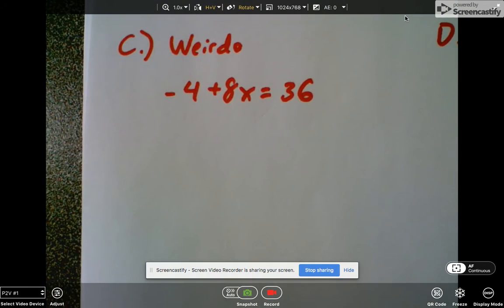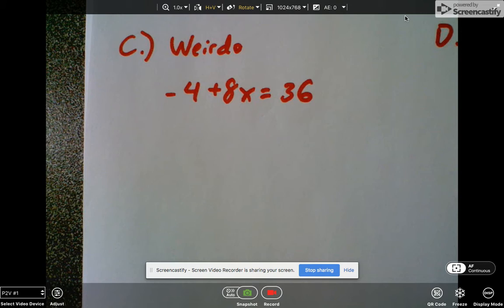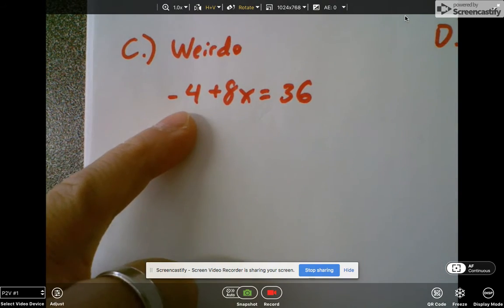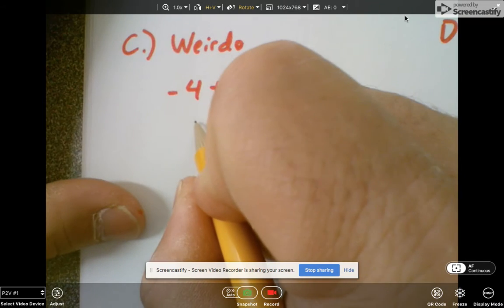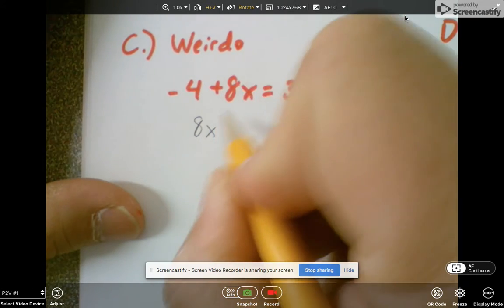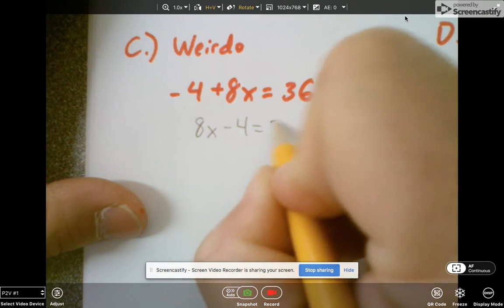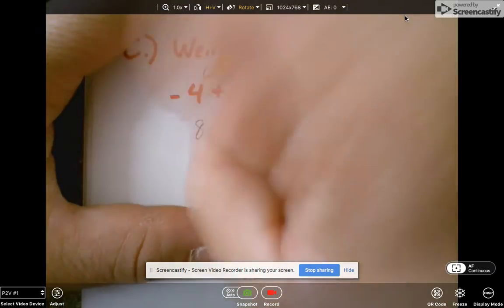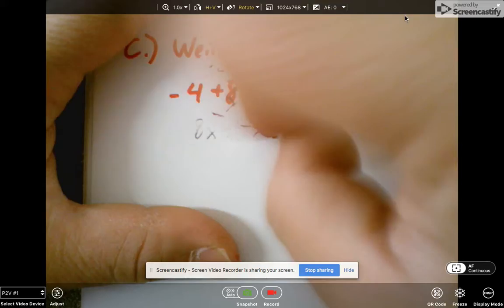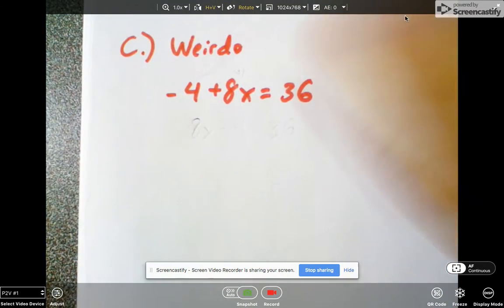All right, so the next two-stepper, it's not backwards, but I call these weirdos. Can anyone tell me what looks weird about that equation? Yeah, that negative 4 is there. So again, don't write this part down. Maybe in seventh grade, you go like this, 8x minus 4 equals 36, and kind of just switch these positions. But we're not going to do that because we're in eighth grade now. We're going to try to just go with it.